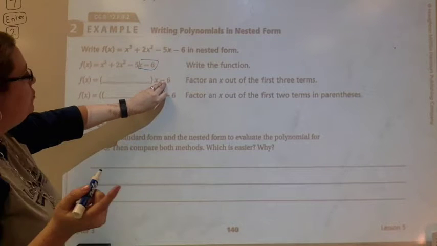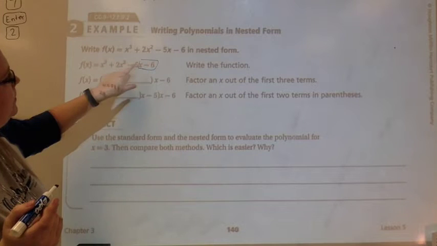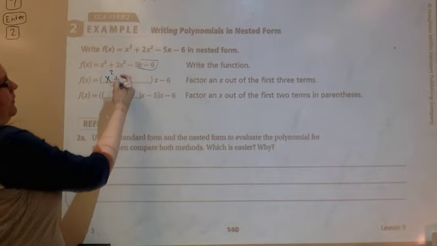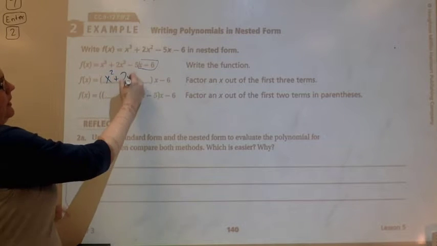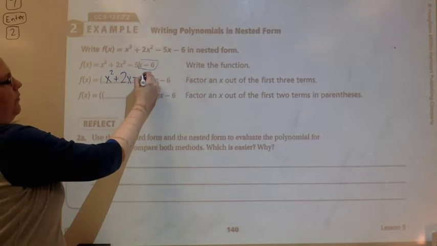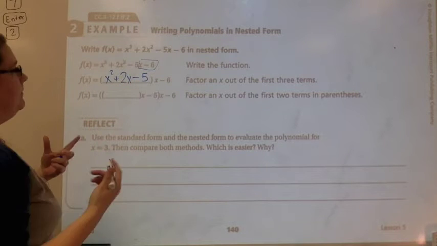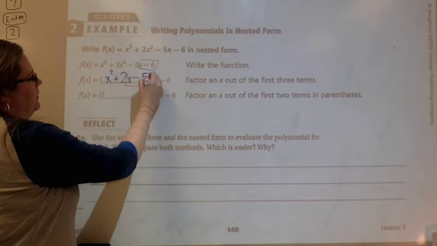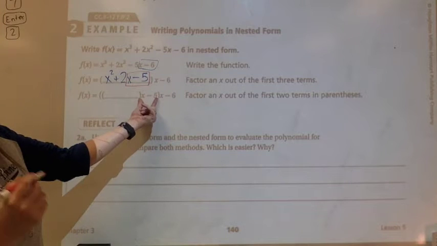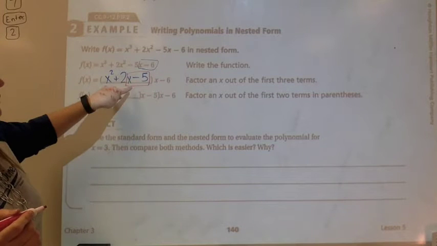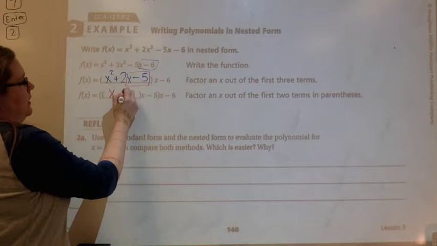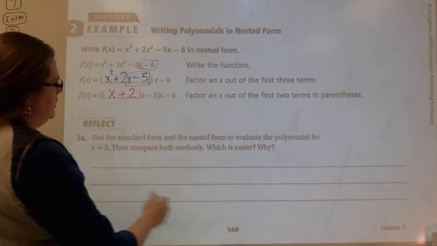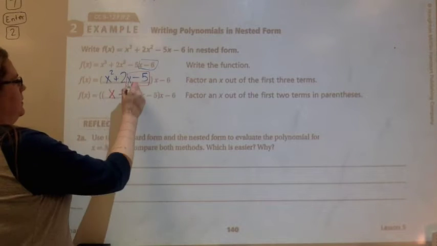What you're doing is factoring an x out of the first 3 terms. So when I factor an x out of the first term, I end up with x squared. When I factor an x out of the second term, I end up with 2x. And when I factor the x out of the third term, I end up with negative 5. Then we're going to do it again. This time, we're taking this portion out. We put an x minus 5 here, which is effectively factoring x out of these first 2 terms, leaving me with x plus 2. So, this is my nested form.